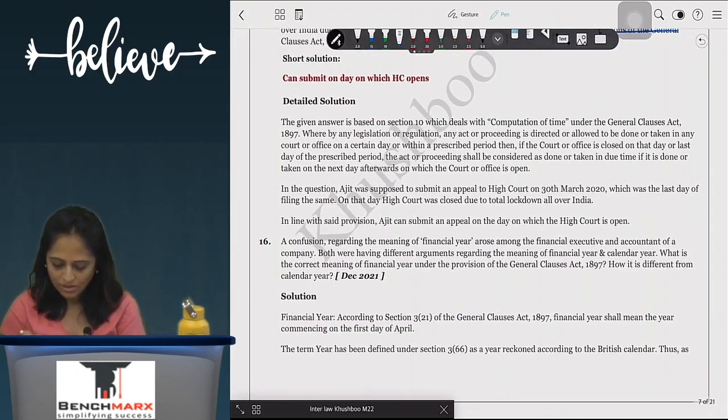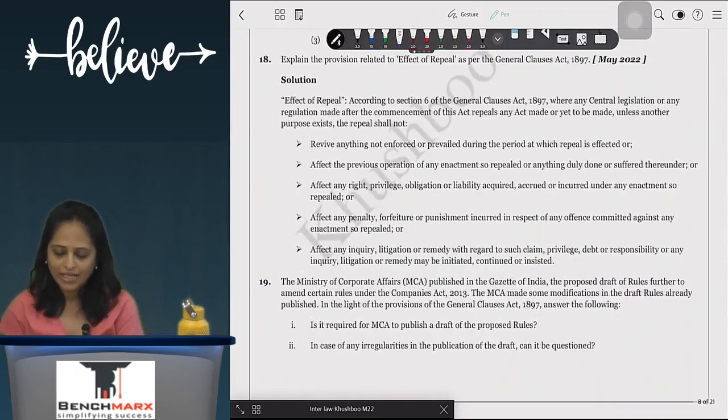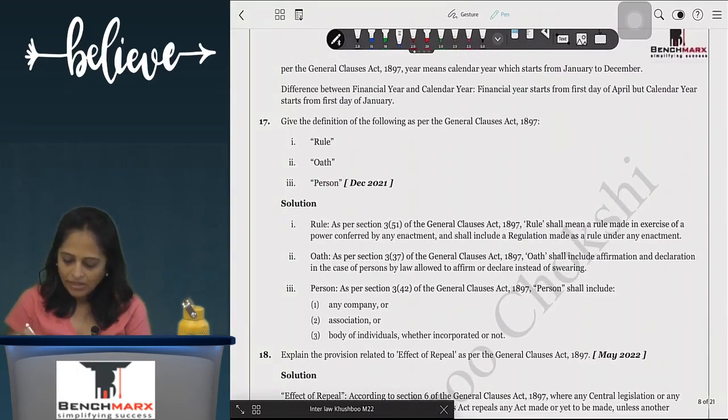Zero innovation. Confusion regarding the meaning of financial year arose among the financial executive and accountant of a company. Both were having different arguments regarding the meaning of financial year and calendar year. What is the correct meaning of financial year? How is it different from a calendar year? April to March, Jan to December. Explain. Rule, oath, person.